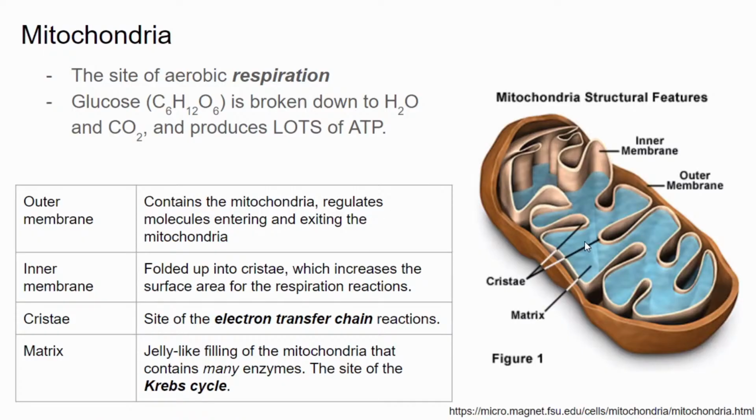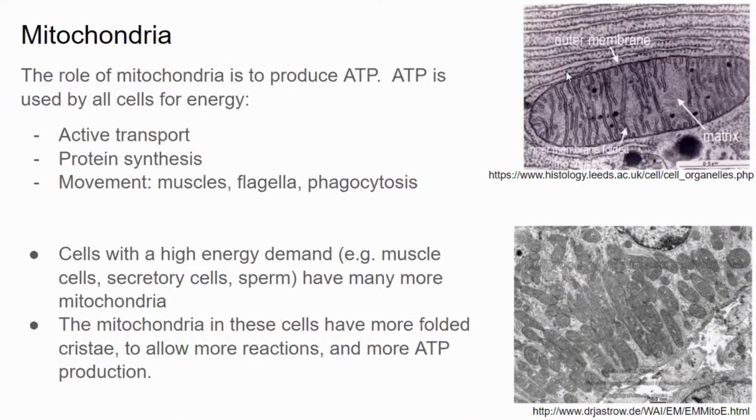And inside our cristae, or inside our inner membrane, is this jelly-like filling known as the matrix. And this jelly-like filling contains many, many enzymes which are responsible for the Krebs cycle, which is another part of our aerobic respiration. So when we're talking about aerobic respiration, this is the process by which glucose is broken down to water and carbon dioxide, and in the process produces lots and lots of ATP. So the mitochondria's whole purpose is to produce ATP, which is used by the cells for energy, for driving lots and lots of different processes.